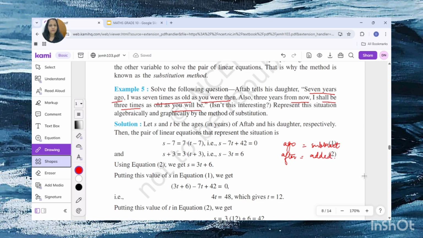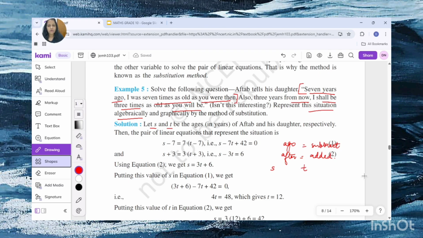So how are we going to make the equations algebraically? How are you going to represent the situation algebraically? For Aftab and his daughter, you suppose the ages as s and t. So let s be the age of Aftab and t the age of his daughter. So we will frame the first equation according to the first statement, that is, 7 years ago I was 7 times as old as you were then. The age of Aftab is s, whereas the age of his daughter is t.